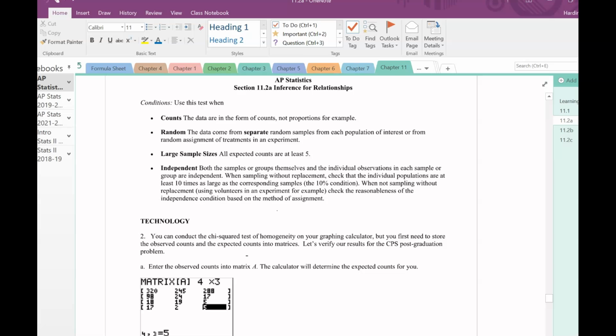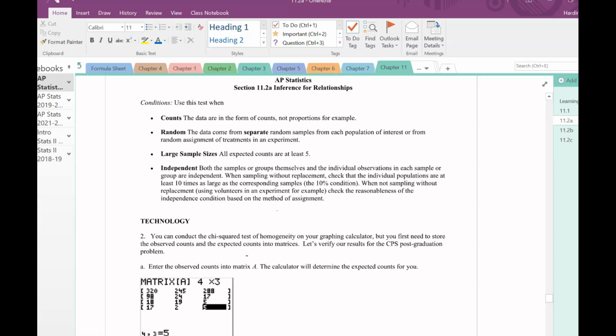The samples or groups themselves and the individual observations in each sample are independent. Remember, when you're sampling without replacement, check that the individual populations are at least 10 times as large as the corresponding samples. When you're not sampling without replacement, like when you use volunteers for an experiment, you just check that it's reasonable. The independence condition is based on the method of assignment, which is hopefully random assignment.